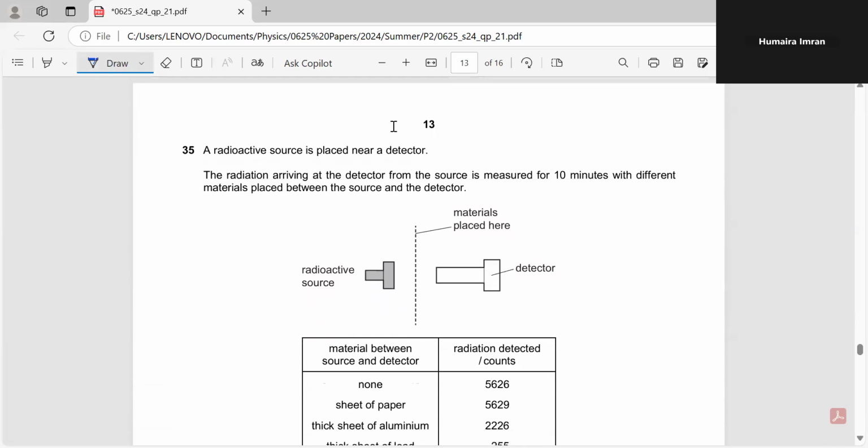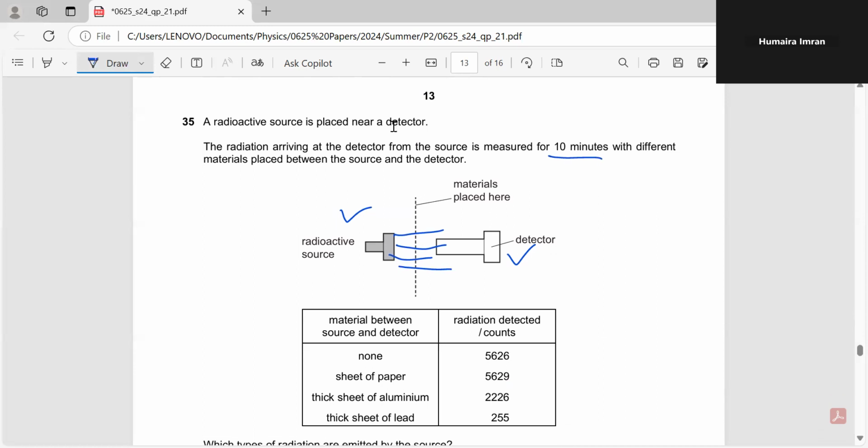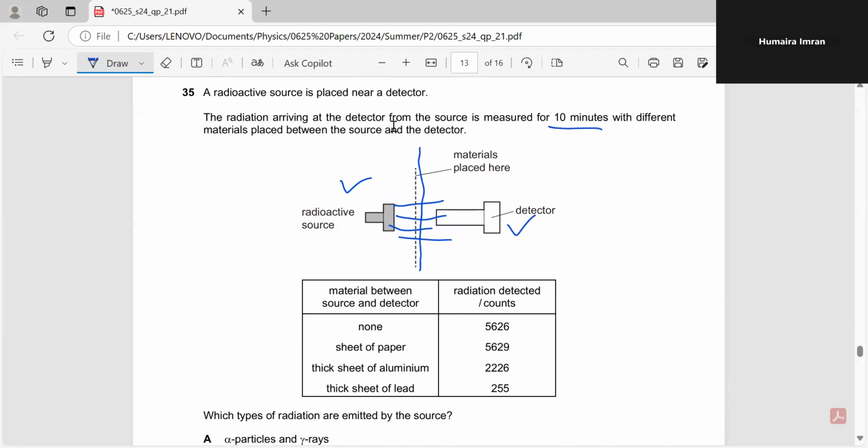Question number 35. A radioactive source is placed near a detector. This is the radioactive source, and here we have a detector. The radiation arriving at the detector from the source is measured for 10 minutes, like these radiations coming out and the detector keeps on detecting. But different materials are placed between the source and the detector, and they keep checking the effect of placing the materials on the values.